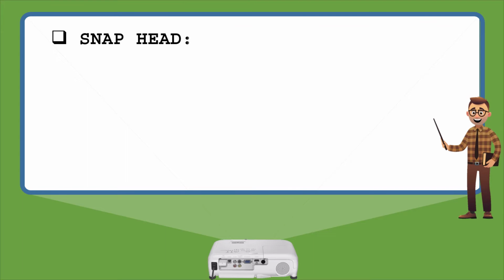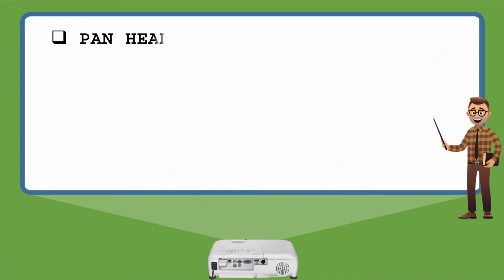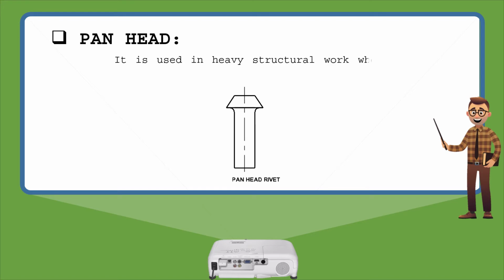The first one is snap head rivet. It is the most commonly used form, and it gives a very strong joint. And the second is pan head rivet. It is used in heavy structural work, where the strength of the rivet is very important.